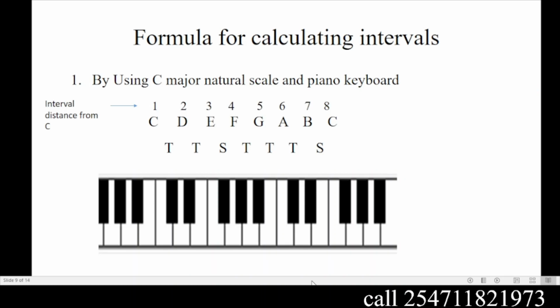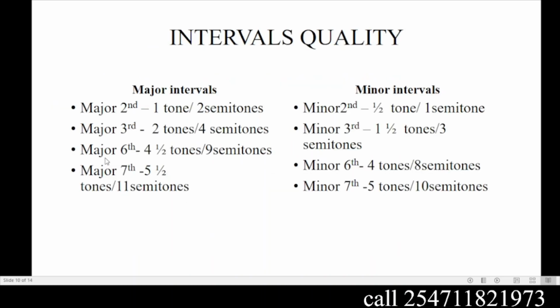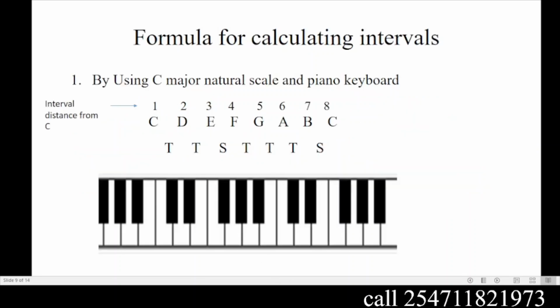Then the same applies to major sixth. Major sixth has 4.5 tones or 9 semitones. From C to A, that is 1, 2, 3, 4, 5, 6, so a sixth. Then we are told that a major sixth should have 4.5 tones.